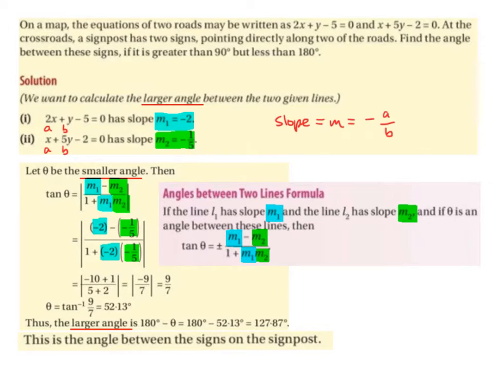So we get the modulus of minus 2 minus a fifth divided by 1 plus minus 2 multiplied by minus a fifth. That gives us minus 10 plus 1 divided by 5 plus 2, which is minus 9 over 7, and the modulus of that is positive 9 over 7. So theta is going to be the inverse function of tan of 9 over 7, which is 52.13 degrees. So this is the smaller angle. Thus, the larger angle is 180 degrees minus theta. So it's 180 degrees minus 52.13, which is 127.87 degrees. And this is the angle between the signs on the signpost.